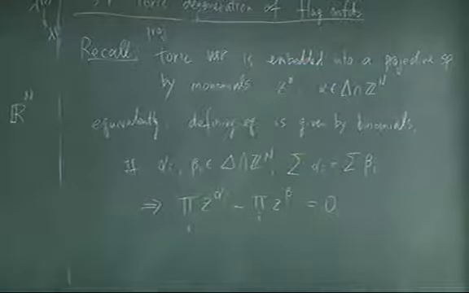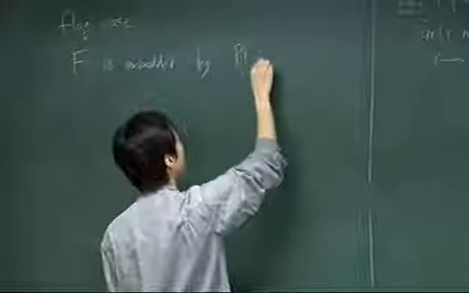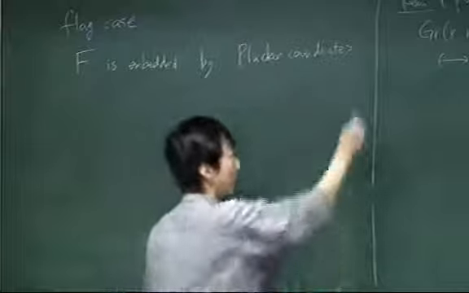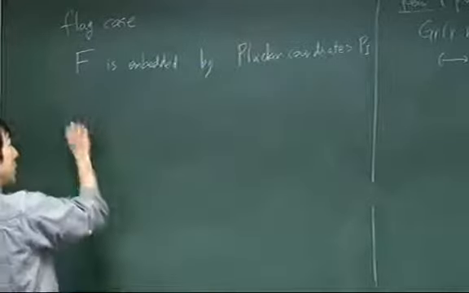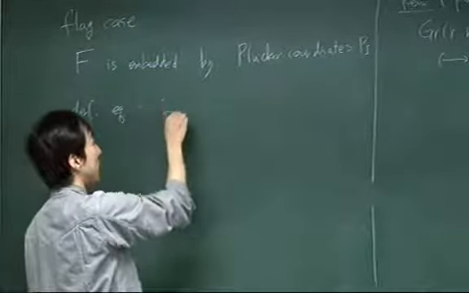So this is the case of a toric variety. And in the flag case, the flag manifold is embedded by Plücker coordinates P_I, and equivalently the defining equation is given by Plücker relations.